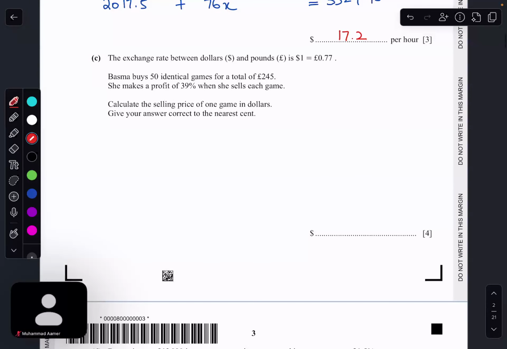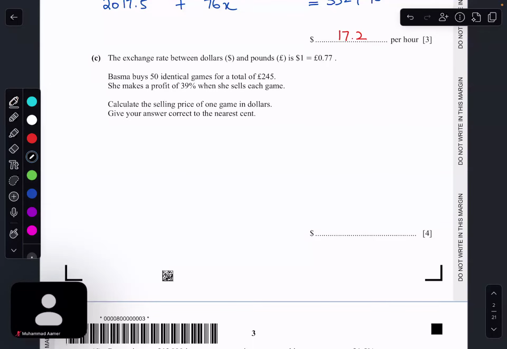Okay. C part. The exchange rate between dollars and pounds is this. And Basma buys 50 identical games for a total of 245. She makes a profit of 39% when she sells each game. Calculate the selling price of one game in dollars and give your answer correct to the nearest cent.